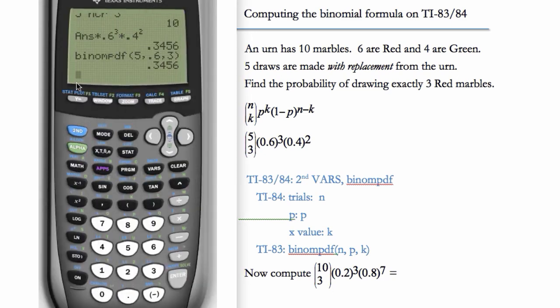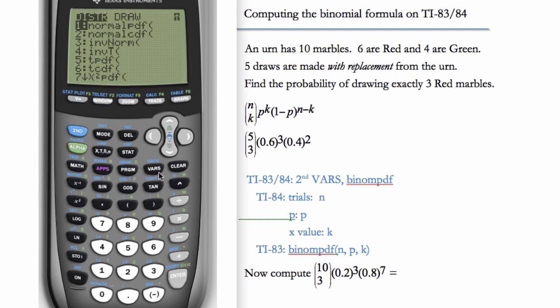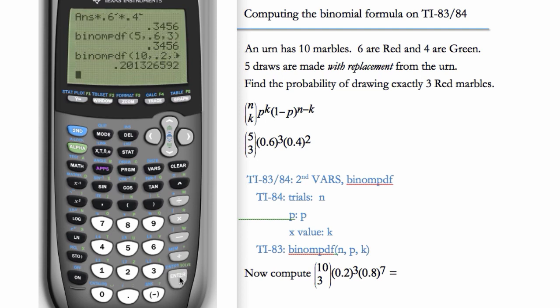And if you're using the TI-84, it should look like second, vars, binomPDF, and we'll enter 10, 0.2, and 3, which is our k, or x value. And we get the 0.20.